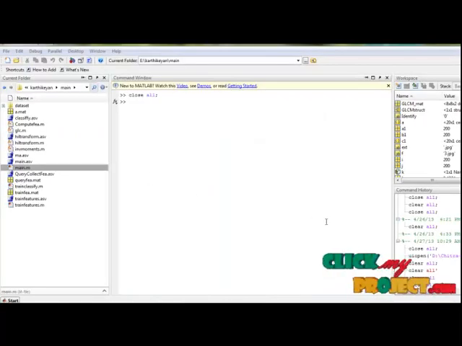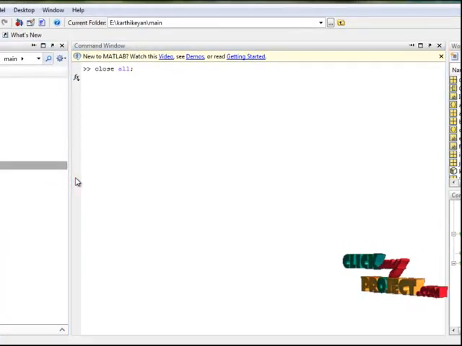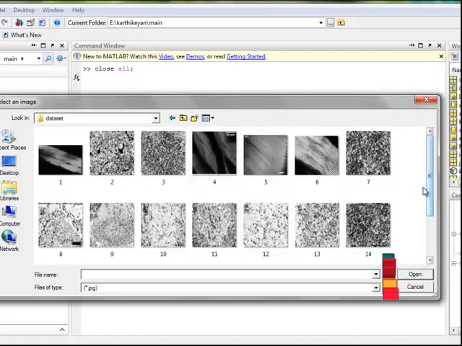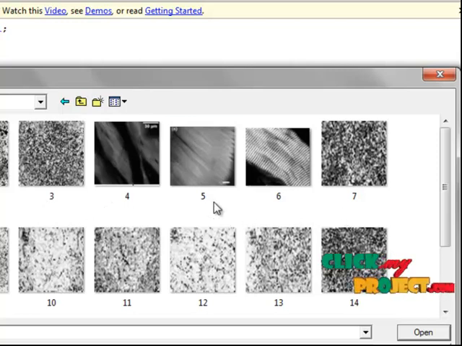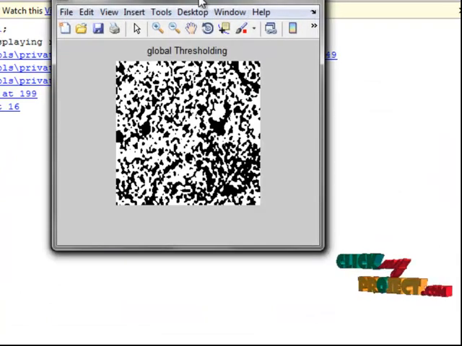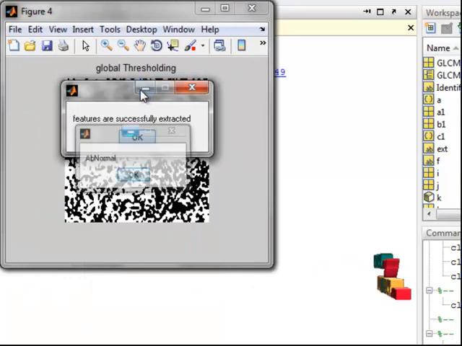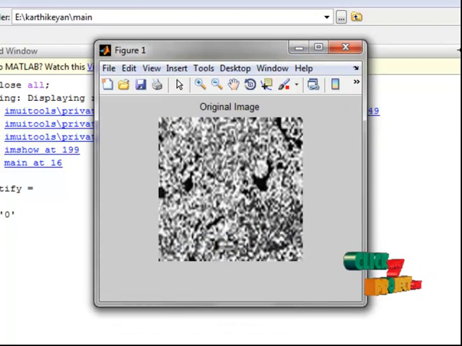Now let us see the execution of the program. First select main.m file and click run file. This is an open dialog box. This is our data set containing MDX mice, muscle diseases slices and also the human slices. We can select any one of these. Now I select this. Process is going on. This is our original image.